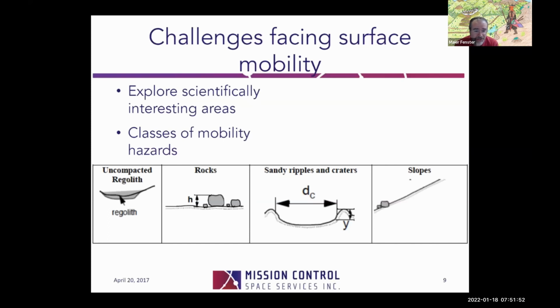But the features that it has, you can notice, you can have uncompacted regolith. Let's just call that sand. You can have rocks of various heights. The ground is not flat, so you have ripples and craters, and you have slopes. And I'm still trying to get together actual numbers for these things.